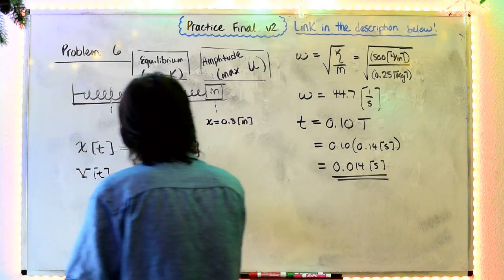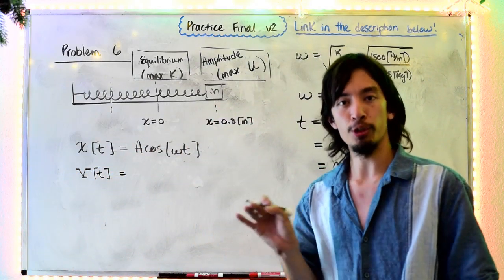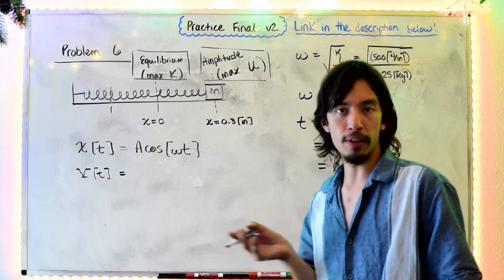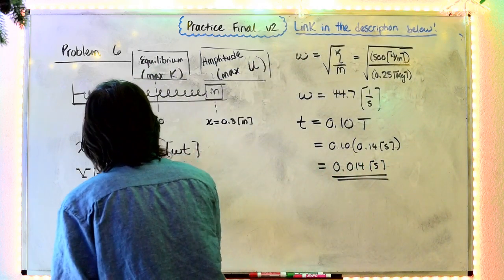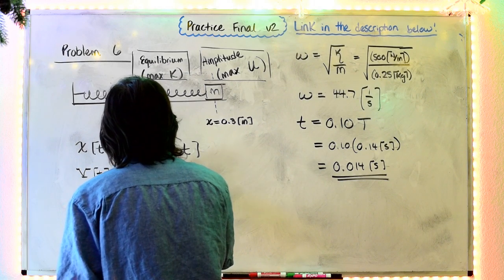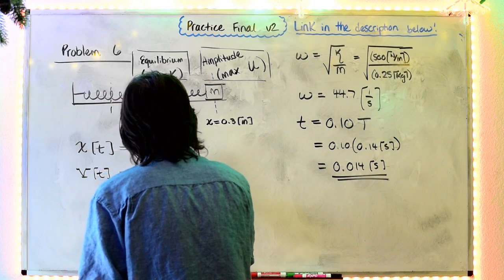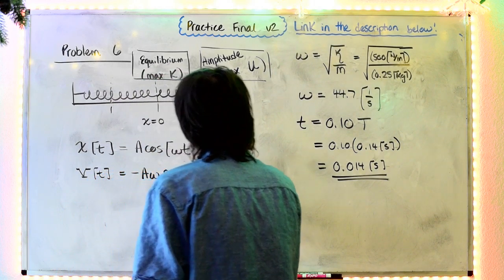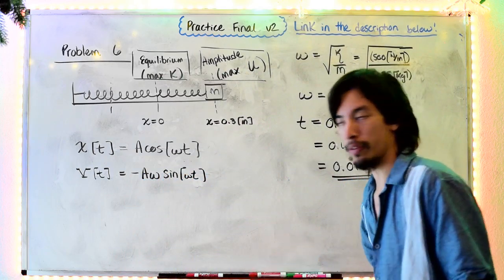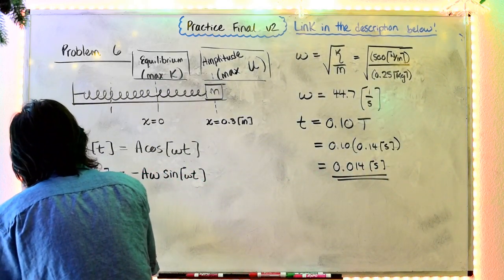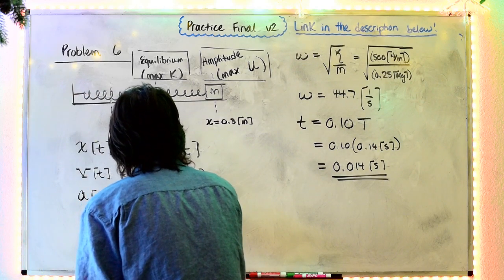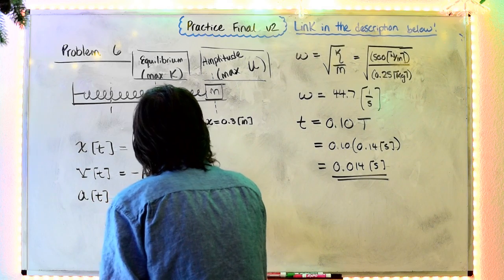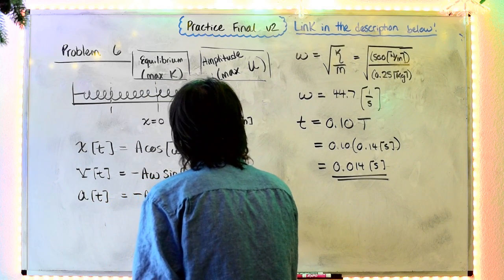Now, in your other functions, they're just going to be a derivative of the previous function. So the velocity is the derivative of this, which is negative a omega sine omega t. The acceleration will be one more derivative with time. The acceleration is negative a omega squared cosine omega t.